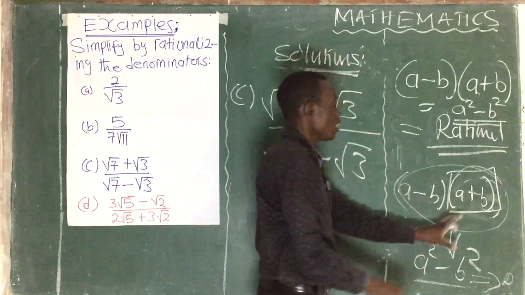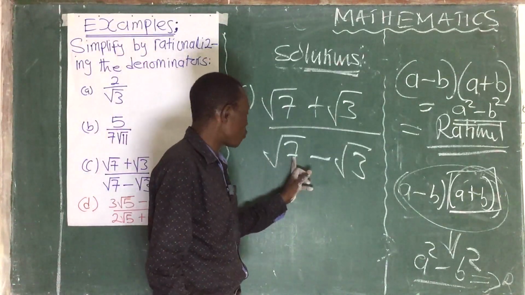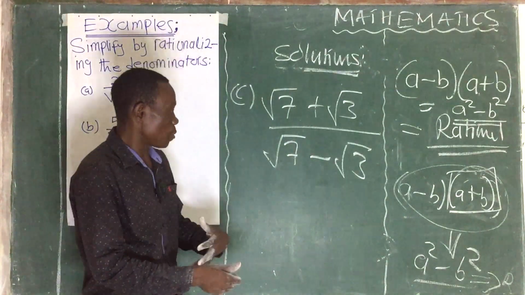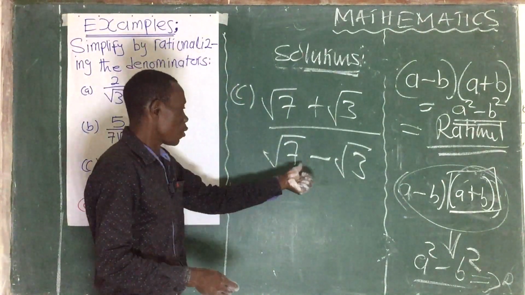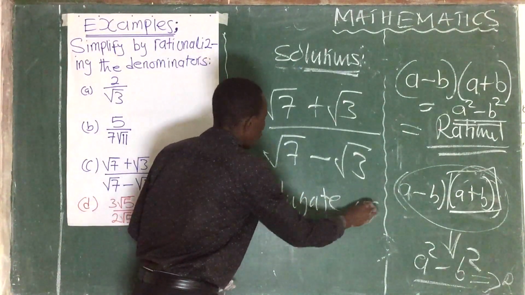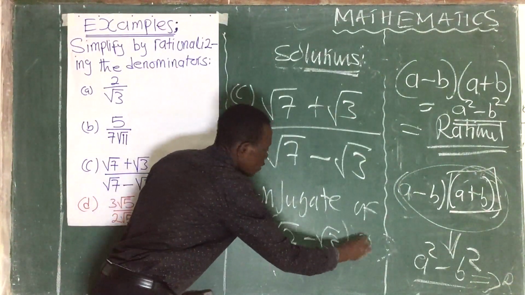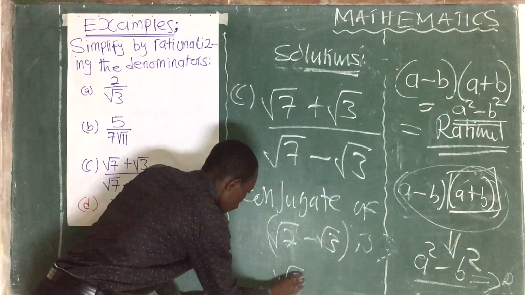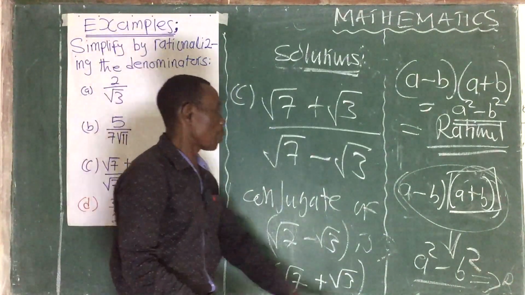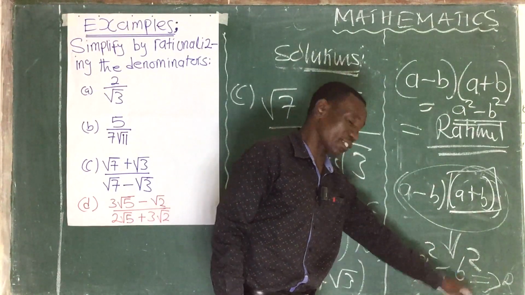This is regarded as the conjugate of this. Then in our case here, we may regard our root of 7 as a and root of 3 as b. So if somebody asks me what the conjugate of root of 7 minus root of 3 is, it is root of 7, but now plus root of 3. Right, because we're playing from this format here, which takes us to the difference of two squares, and the result of this is what? A rational number.